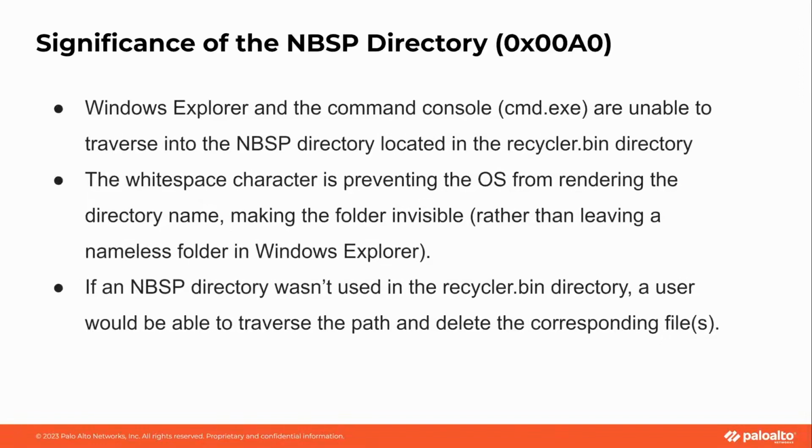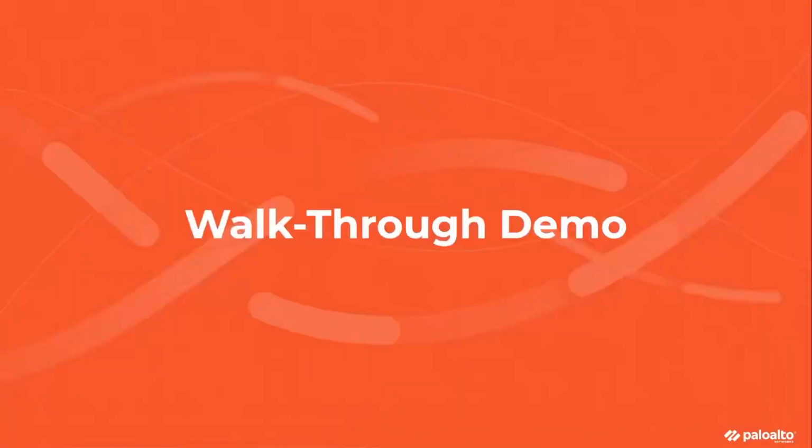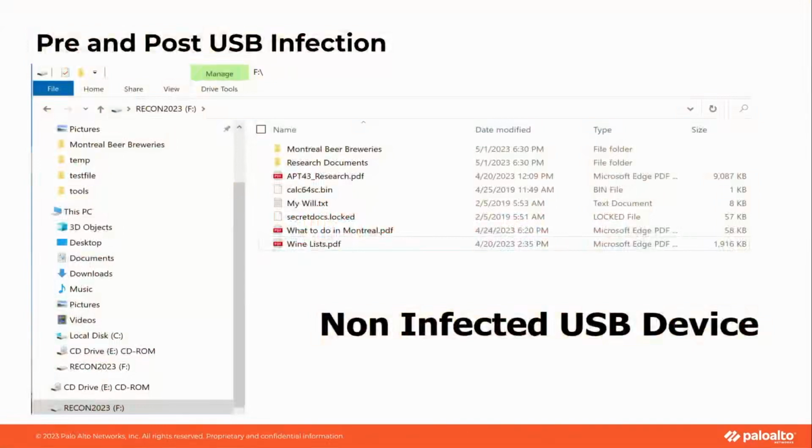Now, I should point out, if you didn't use the NBSP, the user would be able to navigate to that directory and delete the associated files or copy them off. So, as I've been talking, I'll give a quick walkthrough demo. Here we have a pre and post USB infection. I have a drive F, its name is REcon 2023. That would typically be the manufacturer's name. And here you see on the root of that drive these folders and some files, and it looks like they want to have a good time in Montreal attending the REcon conference.